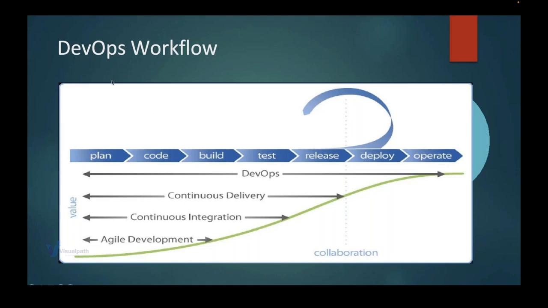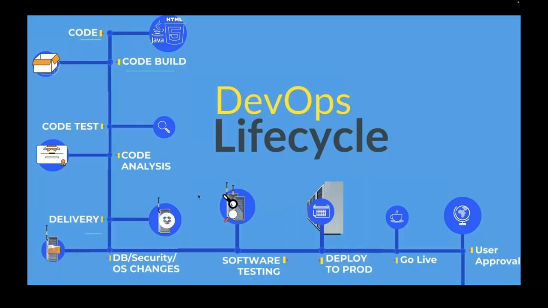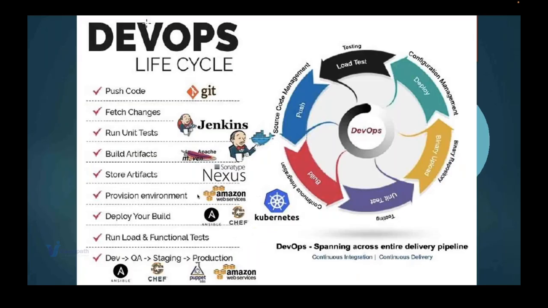Okay, so as I said, the DevOps workflow will go like this: plan, code, build, test, release, deploy, and operate. One thing they missed to add here is continuous feedback. We take feedback from the customer every time. In practical terms, we use a lot of tools to work on this. When we say all this theory, that's where the technology comes into play.